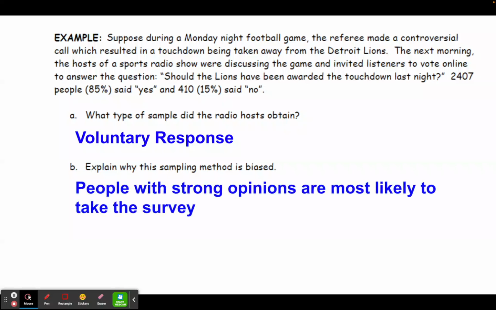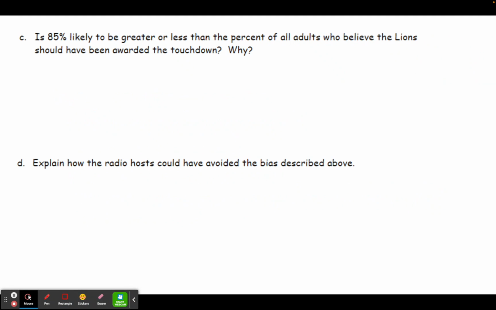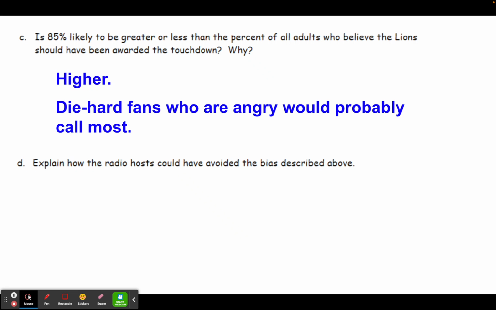The reason this sampling method is biased is because people with strong opinions are most likely to take the survey. If you really don't care that much about Lions football, you probably aren't going to take the time to log into your computer and take the survey. But if you feel very strongly, you probably will take the time to log in and complete that and voice your opinion. Is the 85% likely to be greater or less than the percent of all adults who believe the Lions should have been awarded the touchdown? I would say that this is probably higher, again because the diehard fans who are really angry about the call would probably be the ones that would log in and complete the survey most.